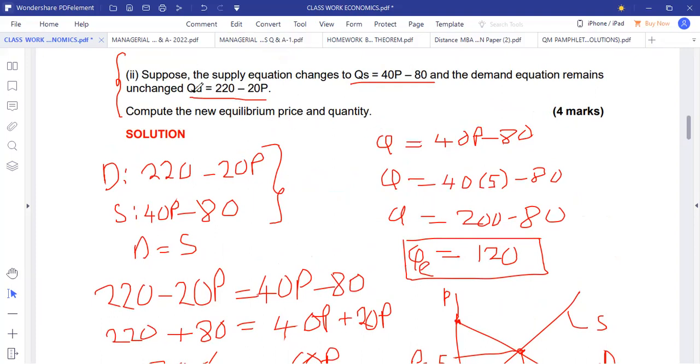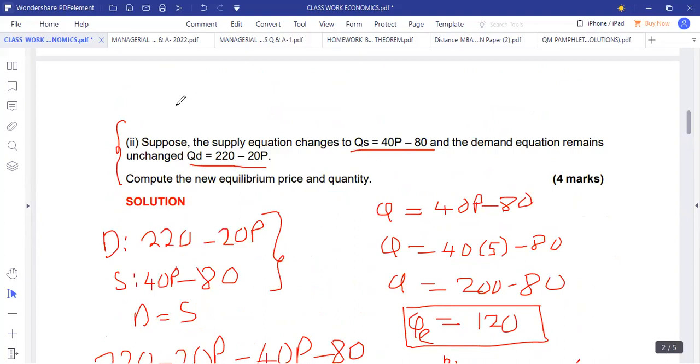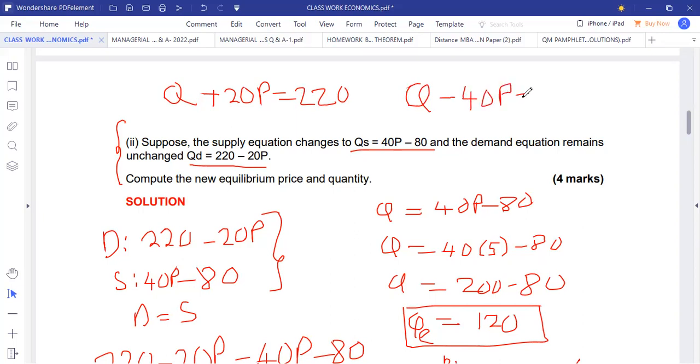So we're going to have Q plus 20p is equal to 220. And for this one here, we're going to have Q minus 40p is equal to negative 80. So what number is there? 1. 1 into 220, we get 220. What number there? 20. 20 into 220, we get 11.